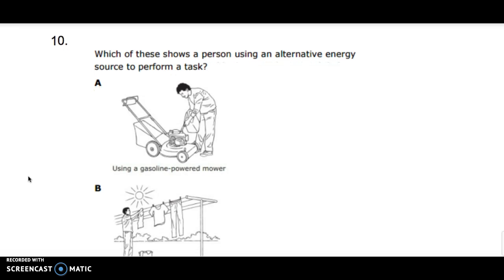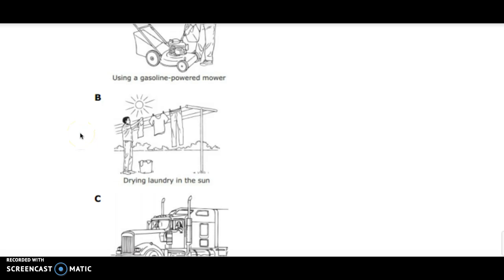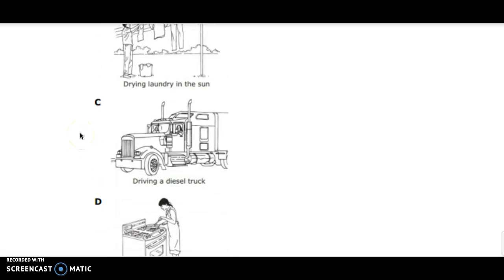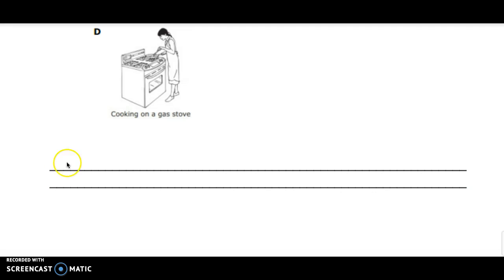Number 10. Which of these shows a person using an alternative energy source to perform a task? A. Using a gasoline-powered mower. B. Drying laundry in the sun. C. Driving a diesel truck. D. Cooking on a gas stove. Don't forget to write your explanations on the lines.